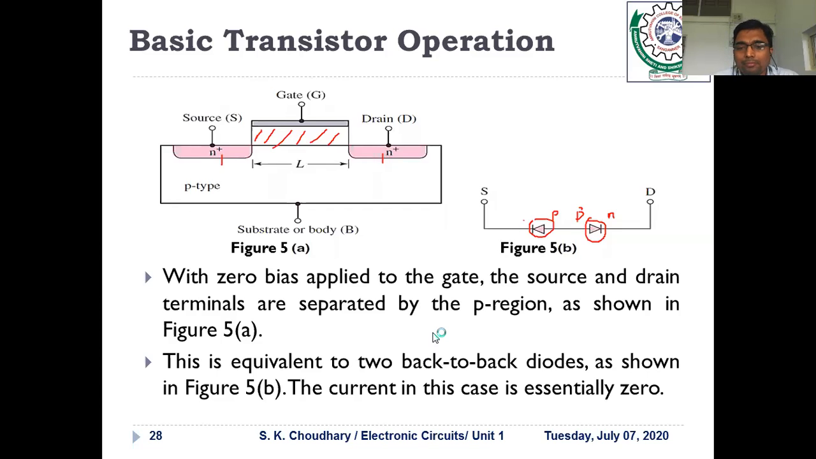Why is it zero? Can anyone tell me? Why is the current zero with zero bias? Please, anyone?